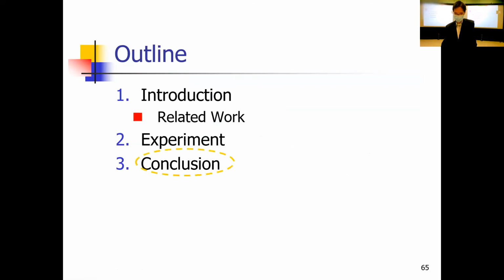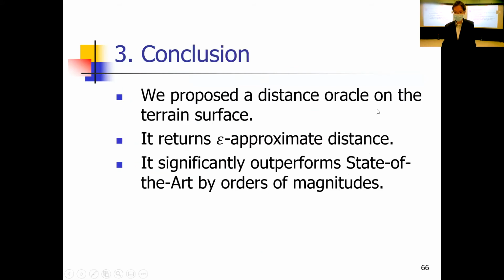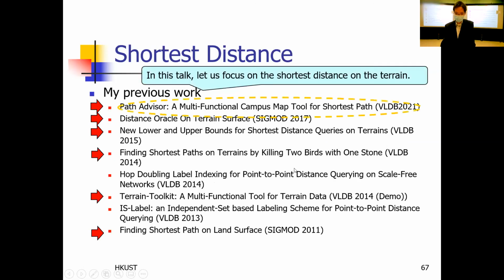Now go to the conclusion. We propose a distance oracle on the terrain surface. It returns an epsilon approximate distance. It significantly outperforms the state of the art by orders of magnitude. Now we have finished these two papers.